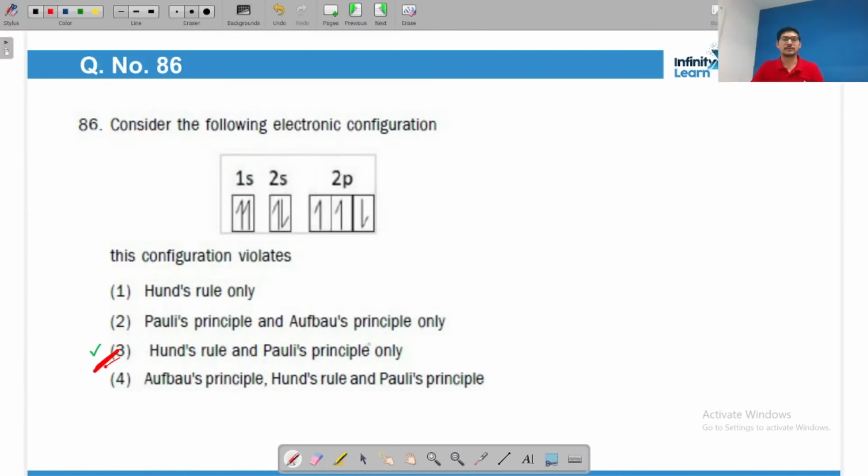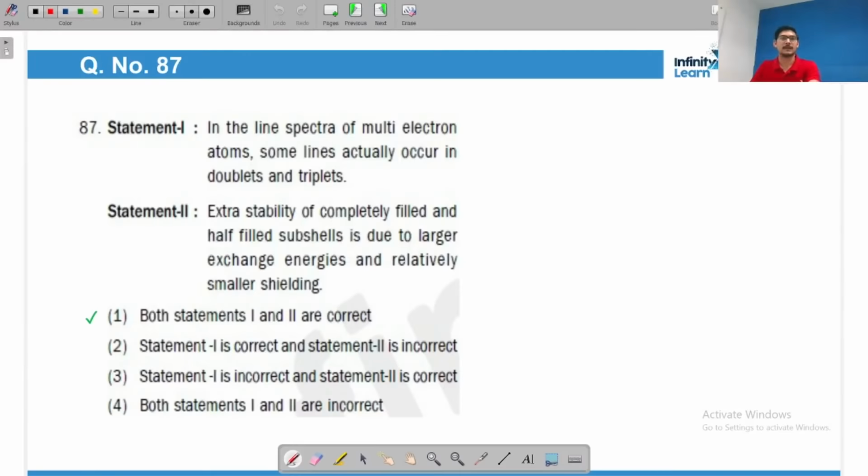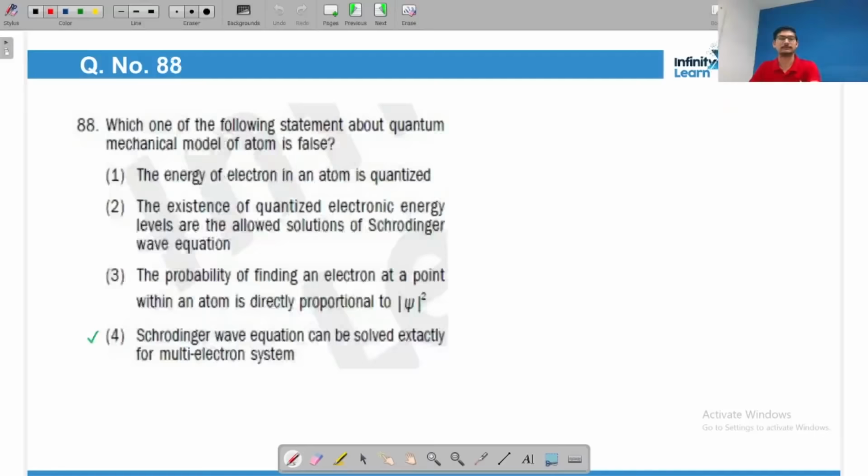Hund's rule and Pauli's exclusion principle are violated here because both electrons cannot have the same spin. Pauli's principle and the unpaired electrons should have the same spin, Hund's rule, right? In the line spectra of multi-electron atoms, some lines actually occur in doublets and triplets. Yes, multiplets do occur. Extra stability of completely filled and half-filled subshell is due to larger exchange energy. Yes, correct. So both statements are correct.